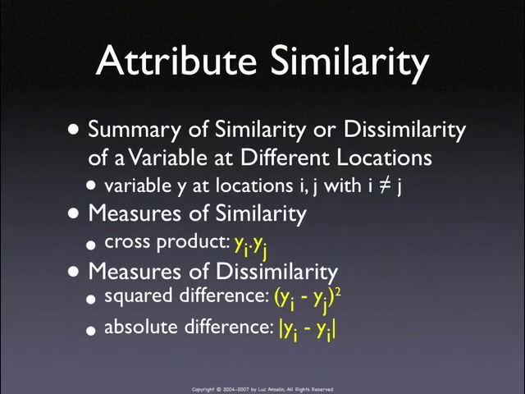So there are three main measures of attribute similarity, there's others, but the three main ones are the cross product, which relates directly to the notion of a covariance, the square difference, which relates directly to this notion of the semi-variogram that we had previously, and then the absolute difference, which is sometimes used to do robust estimates of a semi-variogram, but it's not quite the same. So one is similarity, the cross product. Two are dissimilarity, square difference, and absolute difference.